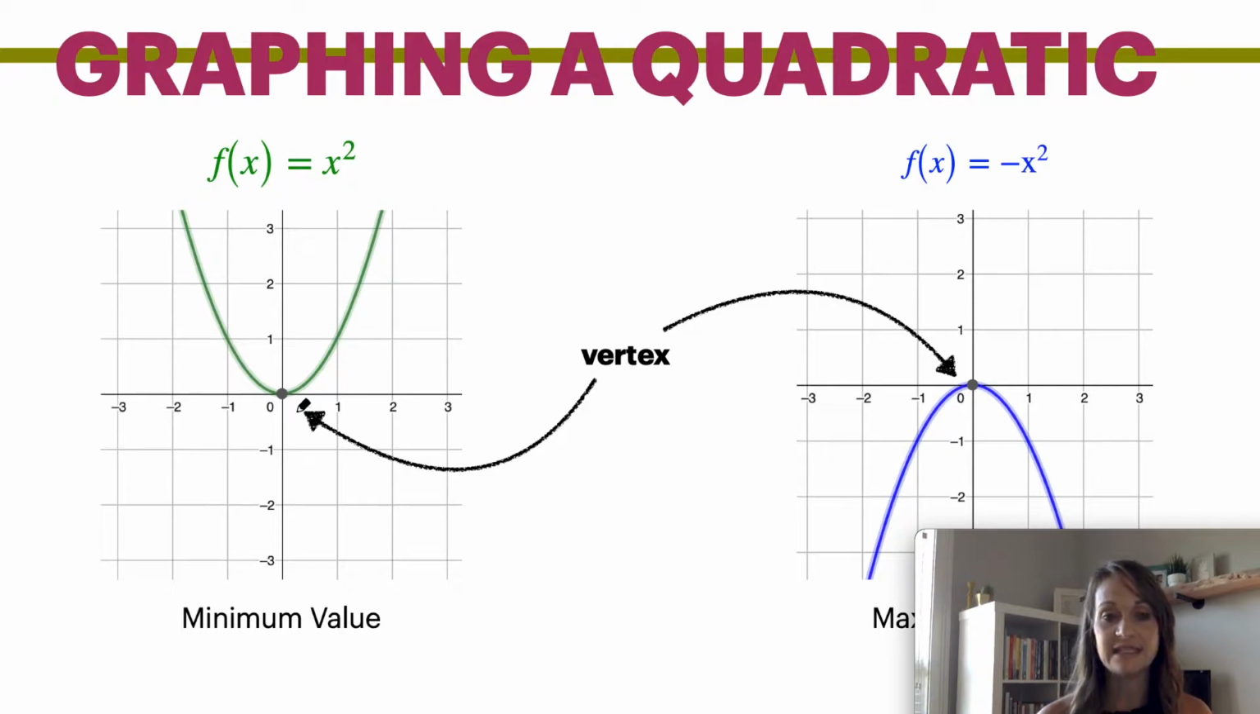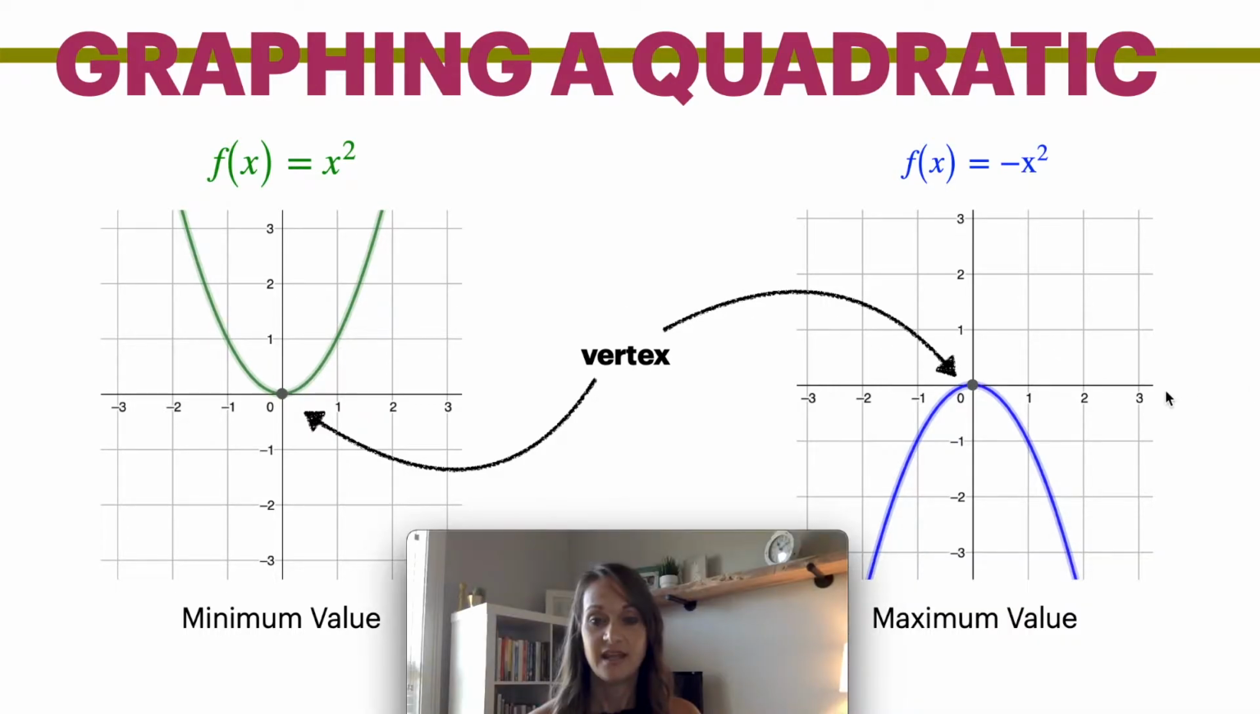The vertex is the lowest or highest point of a quadratic. So for example here, this is the minimum value because this coordinate point is the lowest value of this parabola. In this case, the parabola has a maximum value because this coordinate point is the highest that it will go. So if the parent function has a negative in front, then you will have a maximum value. If the parent function has a positive coefficient in front of the leading degree, then it is going to be a minimum value.